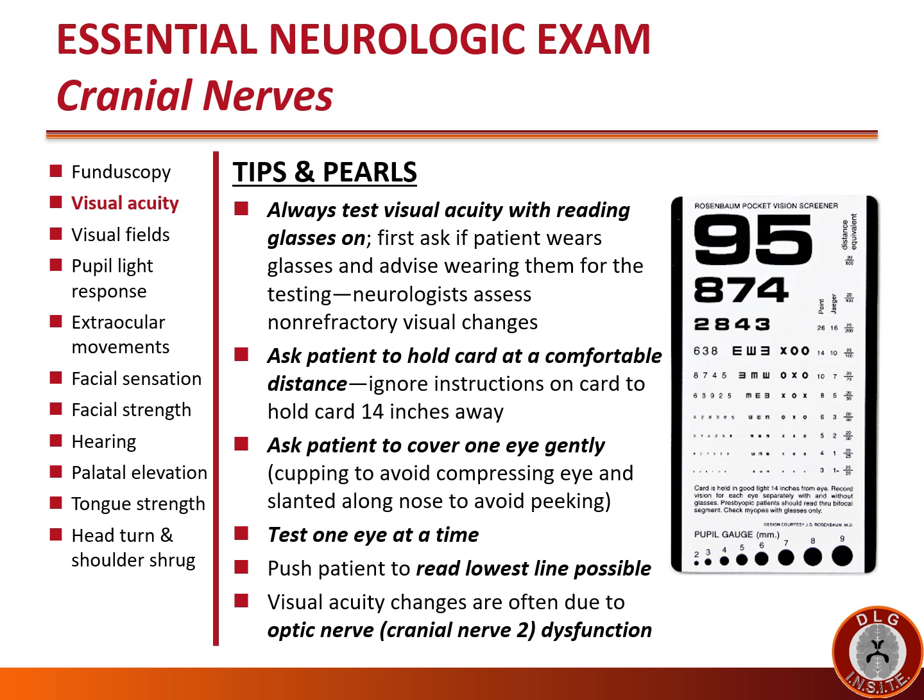Ask the patient to hold the card at a comfortable distance. Ignore instructions on the card that say to hold the card 14 inches away. Ask the patient to cover one eye gently, cupping to avoid compressing the eye and slant it along the nose to avoid peeking. Test one eye at a time. Push the patient to read the lowest line possible. Visual acuity changes are often due to optic nerve or cranial nerve 2 dysfunction.